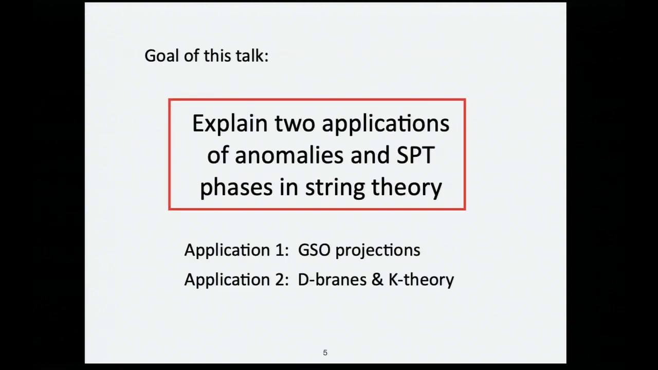So this was the goal of my talk. I'm going to talk about two applications of anomalies and symmetry-protected topological phases in string theory. The first one is going to be about GSO projections. I will explain what that is, since I guess there's this audience. And we'll see how SPT phases provide a systematic way of classifying all different GSO projections and finding all possible string theories. And the second application is going to be about D-branes. Basically, this will be done by considering open strings that have some boundary. And this will allow us to find a different way to understand why D-branes are classified by K-theory, which is something that we've known for about 20 years.